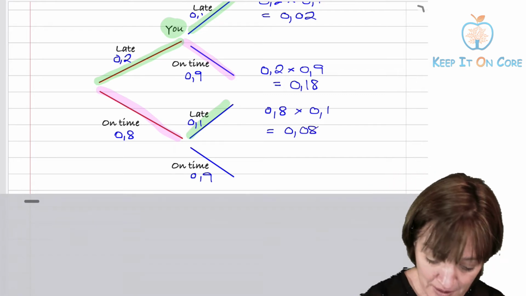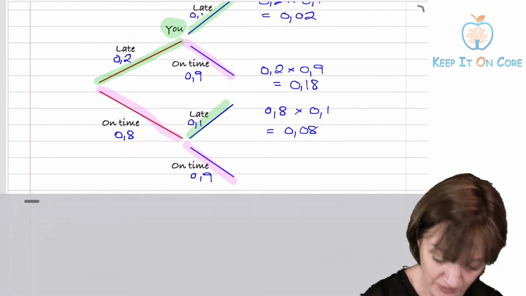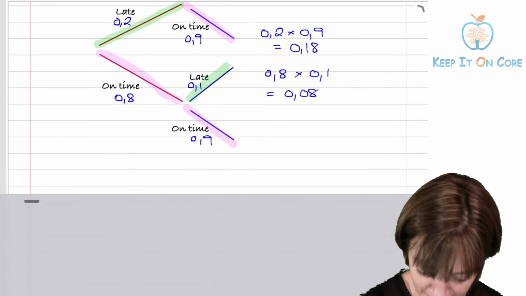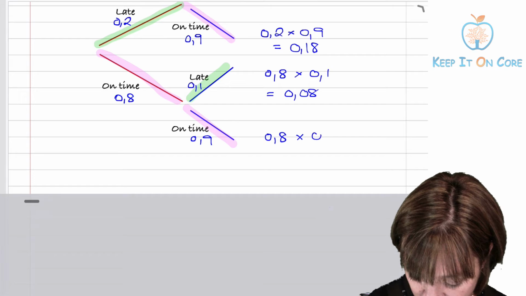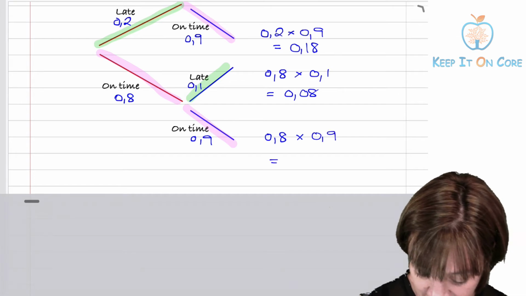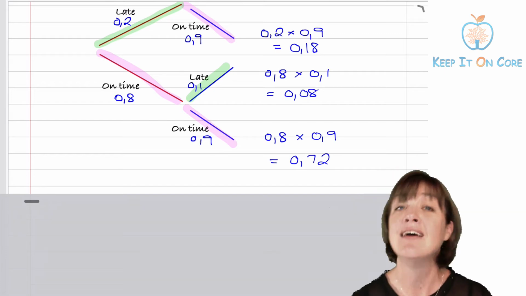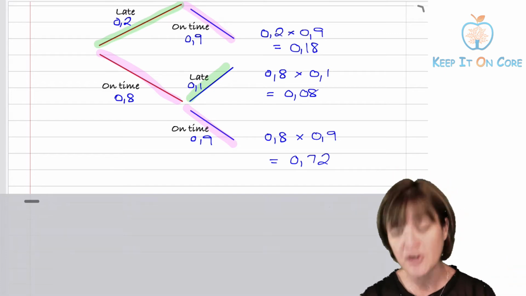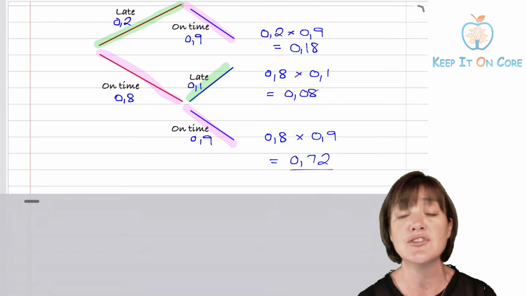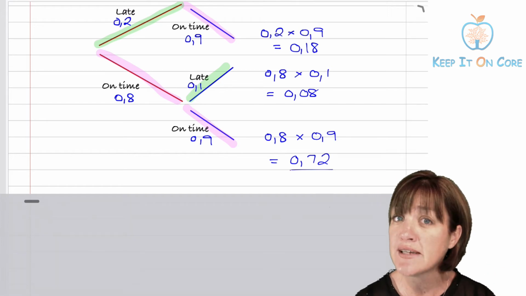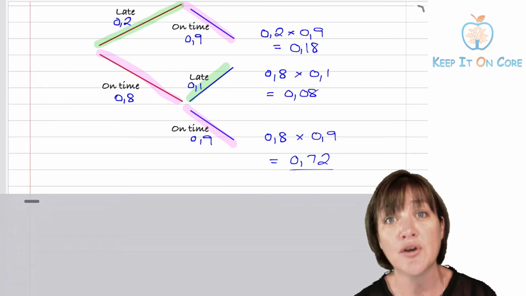And finally, the probability that you are both on time. Well, this is the one with the highest likelihood of occurring, where 0.8 is your probability of being on time and 0.9 your teacher's, so therefore giving you 0.72. Very likely that this will occur. And how do I know that that's very likely? Because it's a value that is much, much closer to 1 whole. The closer it gets to 1, the more likely it is that something will occur.